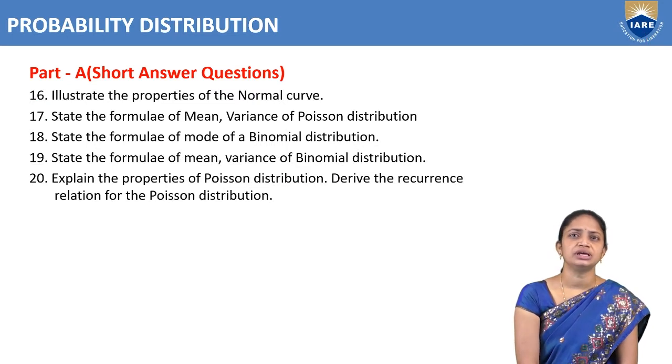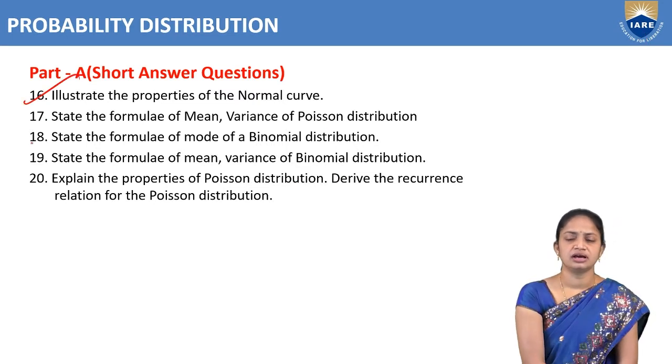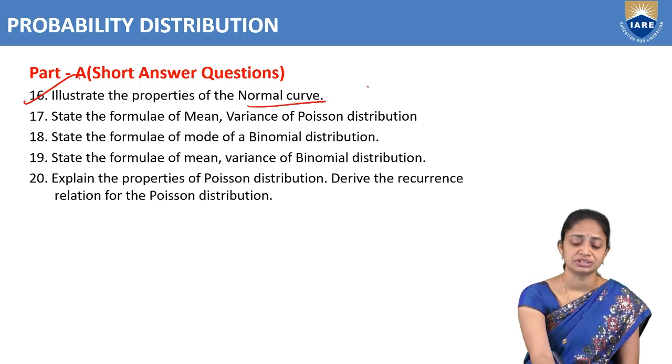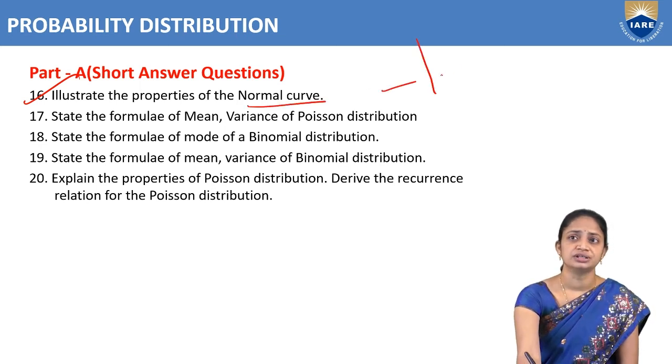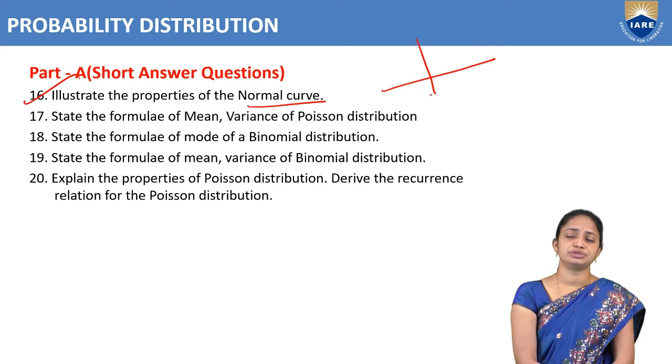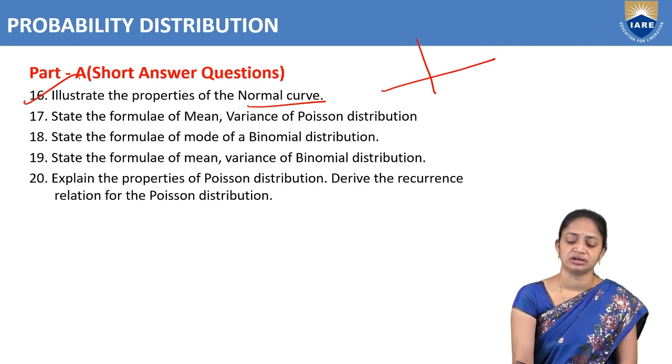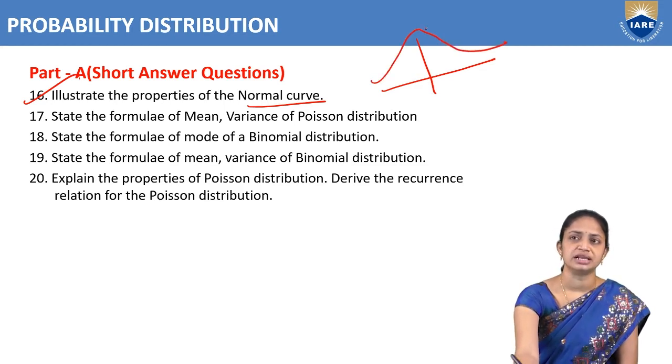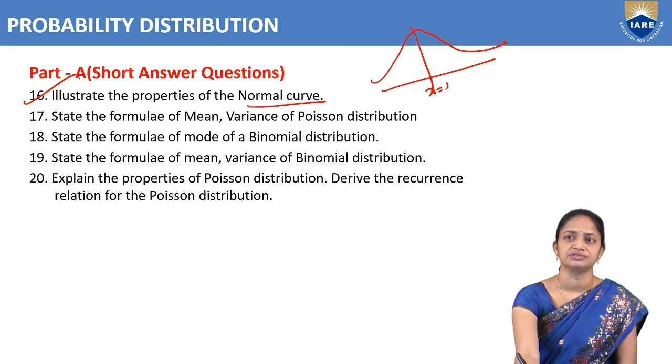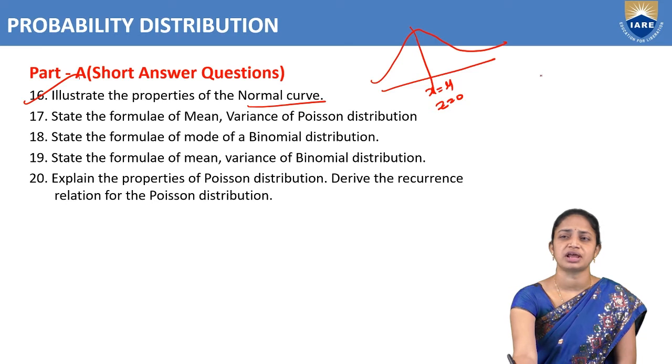Now coming to the next question: illustrate the properties of the normal curve. This is most important. I will tell you once again. The normal distribution problems totally depend on the normal curve. The normal curve is bell shaped and it is symmetric about x equal to mu and z equal to 0. Left side values are negative values and right side values are positive values.